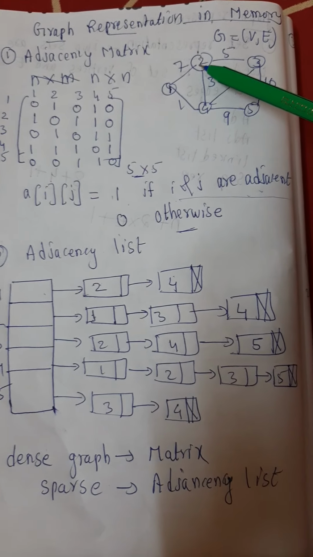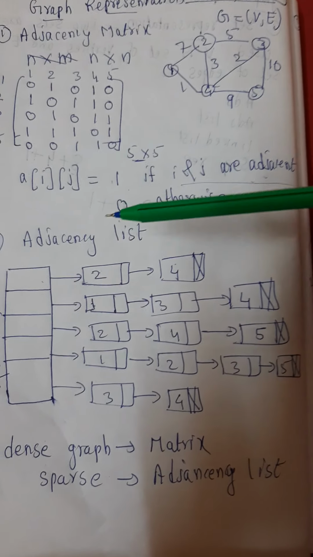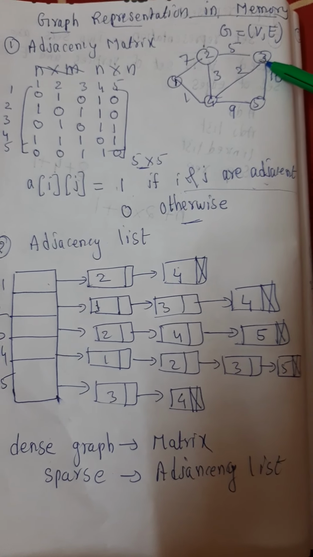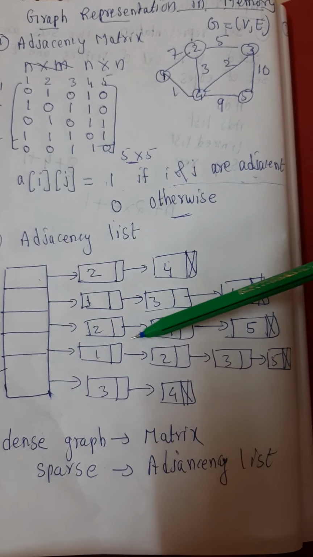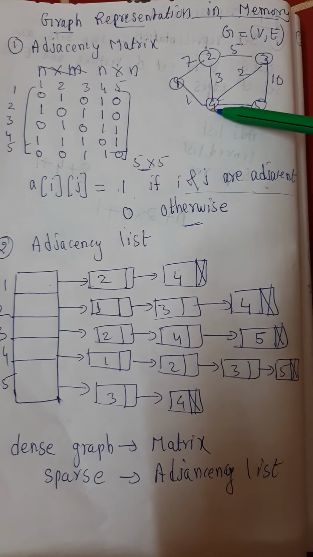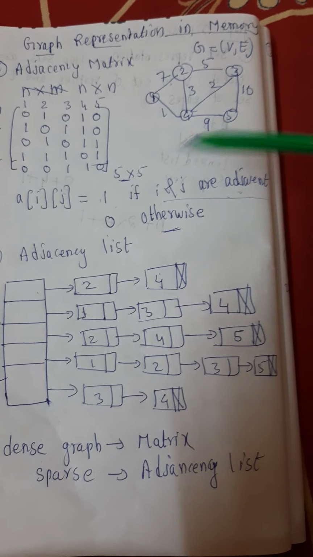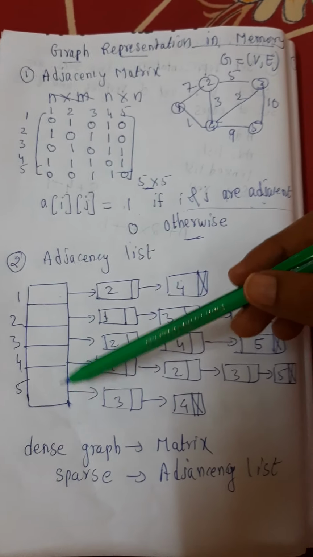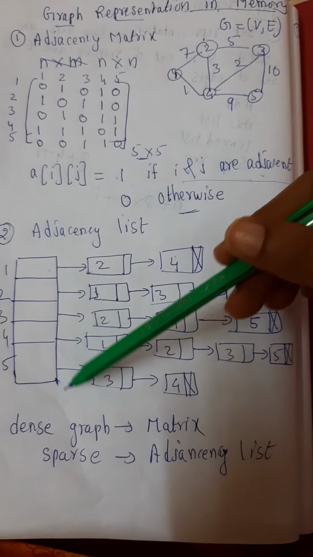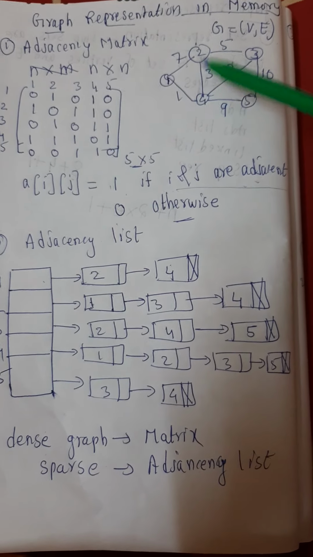Now, coming to 2. What are the adjacent vertices of 2? We have 1, 3 and 4. Now, coming to 3. What are the adjacent vertices of 3? 2, 4, 5. You represent these with the help of a linked list. Now, the adjacent vertices of 4 are 1, 2, 3 and 5 also. Now, coming to 5. The adjacent vertices of 5 are 3 and 4. So this is the adjacency list for this particular graph.